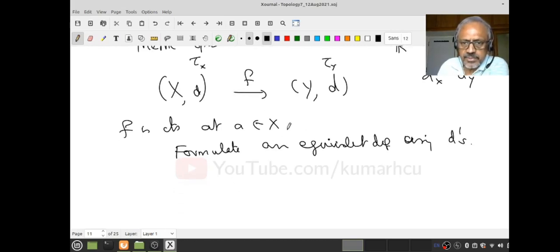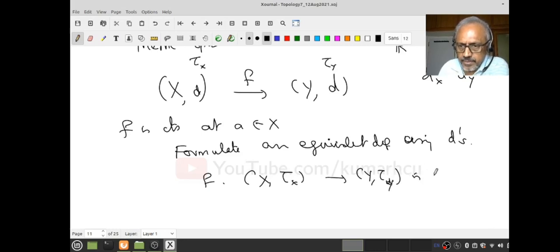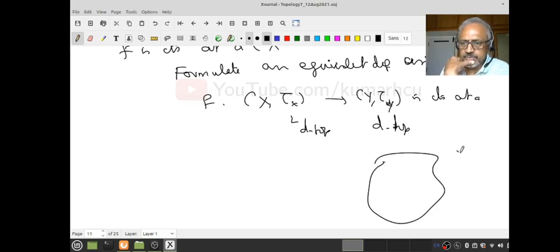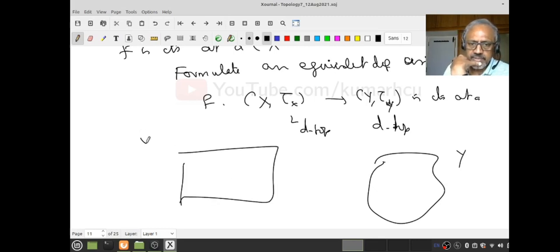So when I say f is continuous at A, what does it mean? It means f as a map from (X, tau x) to (Y, tau y) is continuous at A, and tau x and tau y are metric topologies. Are you following? So let us do that. This is my metric space X, this is my metric space Y. I have a point A, and a point f(A).